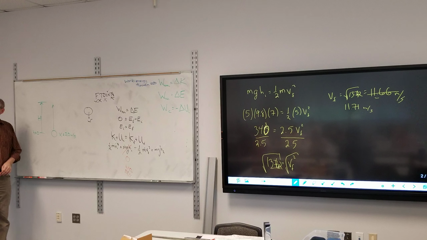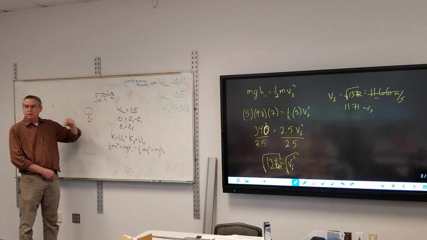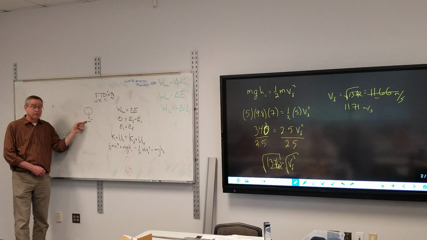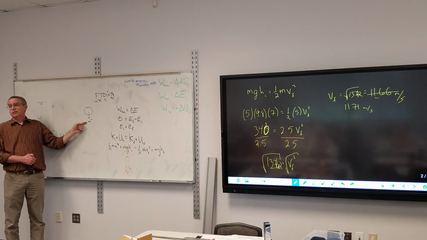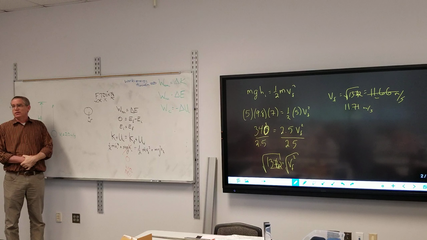And it's 0 because, why is it 0? Because weight is a conservative force, and that's the only force involved, so there's no non-conservative force. Correct. Okay, I see.